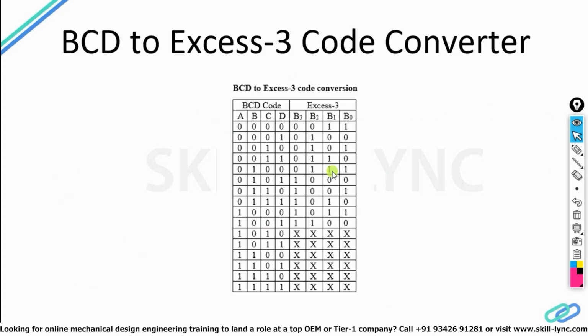Now we will find out the equations for B0, B1, B2, B3. For these numbers you can just put don't care signs and then you will find an expression and then draw the diagrams using logic gates. So let us see what expression we are getting.